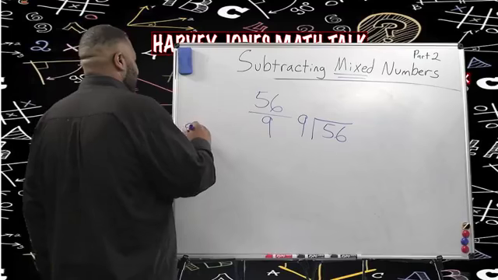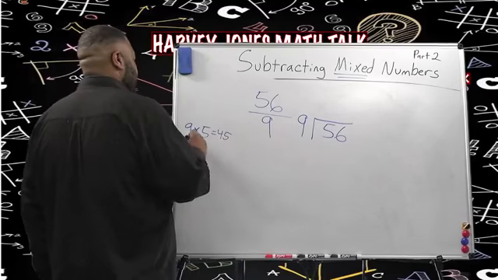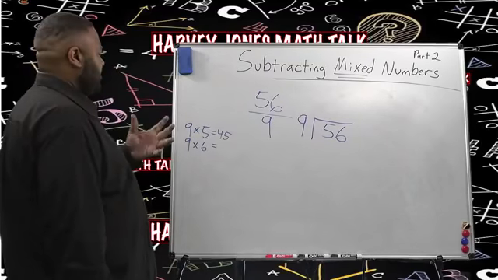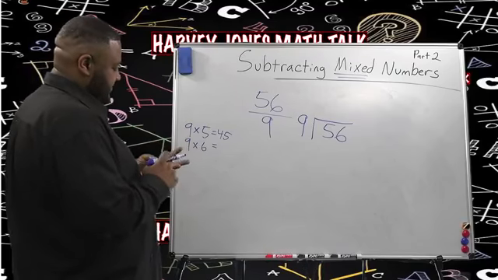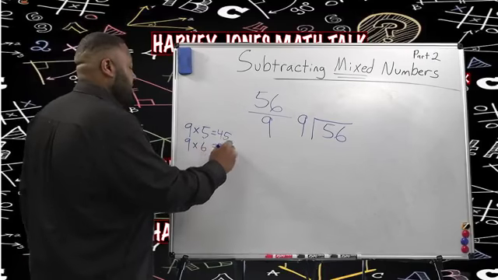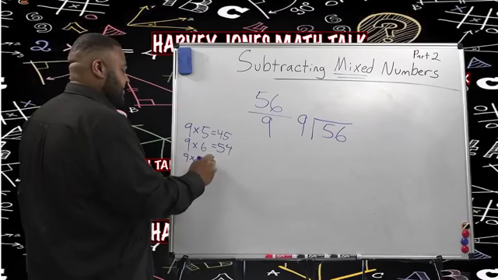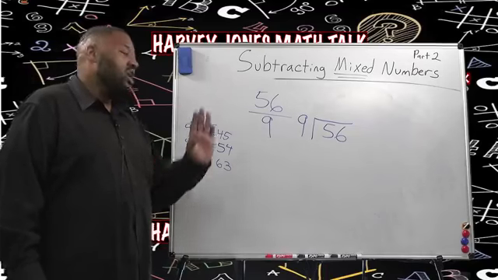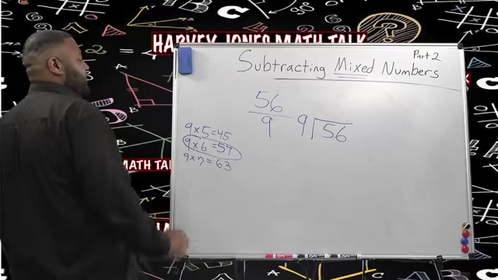I know that 9 times 5 is 45. Add 9 to that: 45, 46, 47, 48, 49, 50, 51, 52, 53, 54. All right, I like that. But then 9 times 7 is 63. Guess what? 63 has gone over. So we're going to keep our 9 times 6, which is 54.